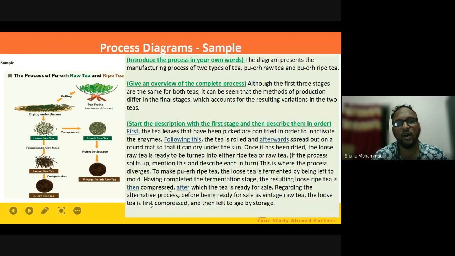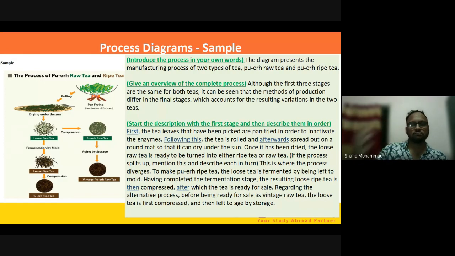Okay, regarding the alternative process, before being ready for sale as vintage raw tea, the loose tea is first compressed and then left to age in storage. So vintage tea, obviously vintage is nothing but old, right? So vintage tea is derived when it is left for a few days, or maybe a few years also, we don't know exactly, it is not given. So left for some time after being compressed so that it becomes an old tea or a vintage raw tea.